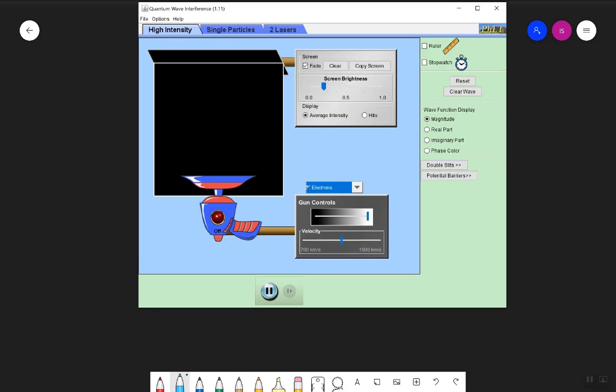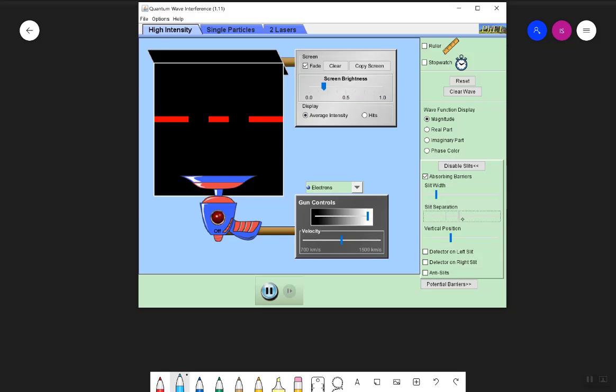So here's our PhET simulation. Again, as always, the link is in the description. And let's show what happens with the electrons. So let's put in the slits. We can adjust their separation. And I want a barrier. That's what I want. Okay, so let's look at what happens with one.